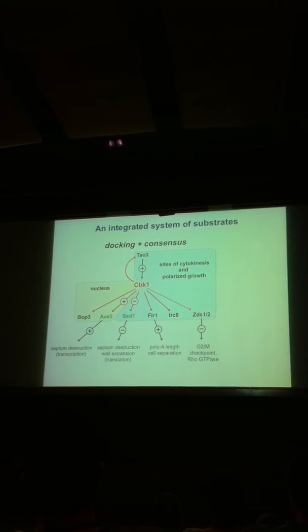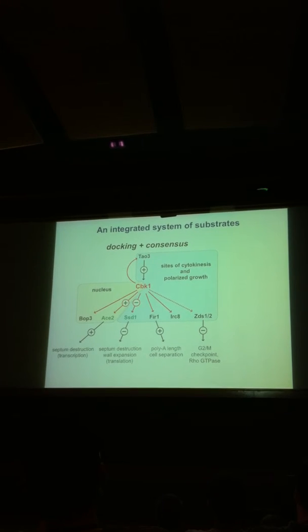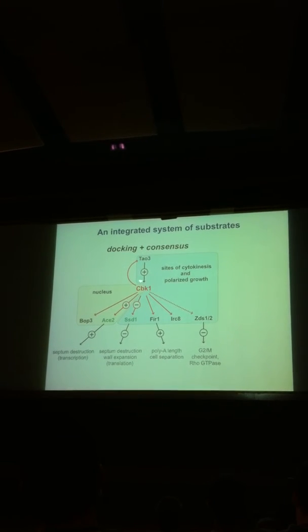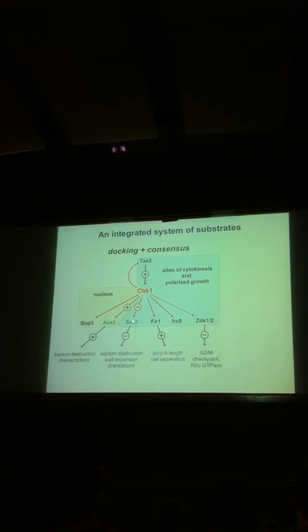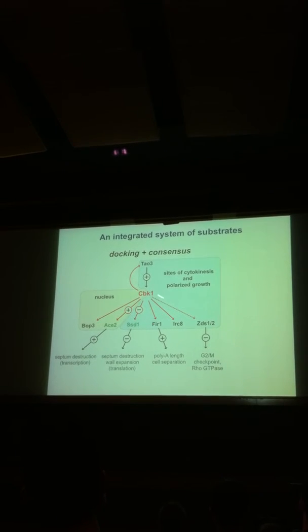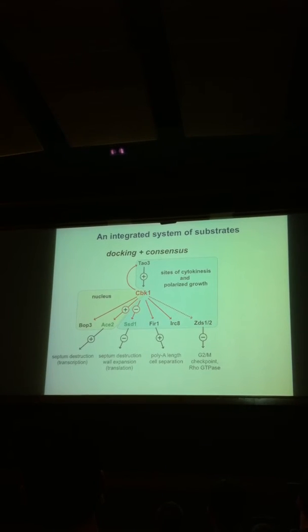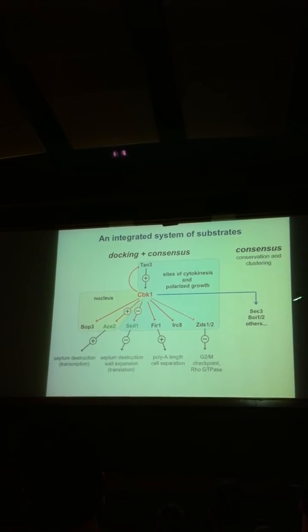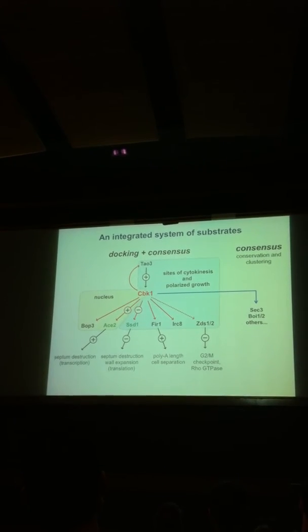What this overall does is give us a picture of an integrated system of substrates. Docking plus consensus gives you 2 known substrates and other substrates as well. There are proteins localized to the site of cytokinesis and polarized growth. This one's involved in poly-A, and it's important for cell separation. Also ZDS1 and 2 are involved in checkpoint and GPase function. Additionally, there's a non-docking way to look for targets, and that includes things in polarized growth.